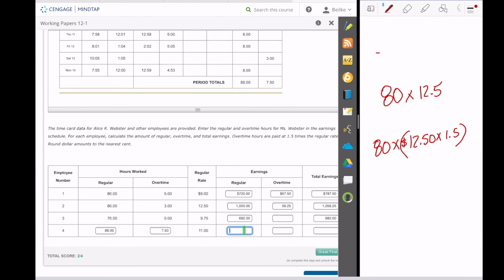So if you take 88 hours times $11 an hour, she will get $968. Her overtime, 1.5, so 7.50 hours times 11 times 1.5, and you will come up with 123.75. You add those two together and you'll come up with 1091.75.